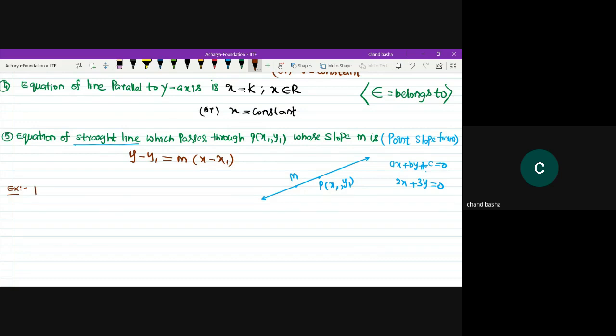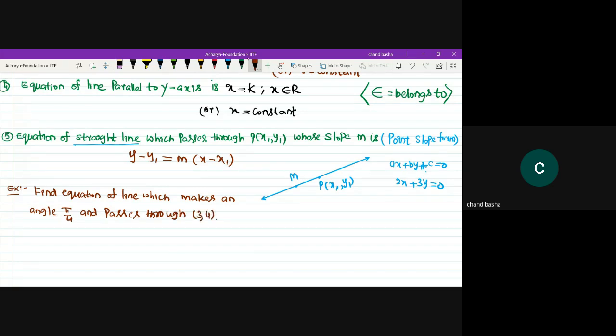Find the equation of a straight line with slope m, or which makes an angle, some angle is given to you, which makes an angle pi by 4 and passes through (3, 4).